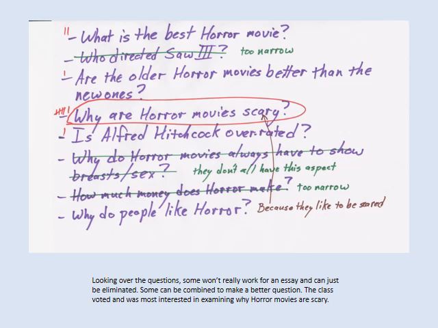Now, some, like, what is the best horror movie? Is it debatable? Maybe. Is it arguable using expert opinions, facts, data? Not so much. It's really just opinion. So things that are opinion might work for an opinion paper, like if you're writing a review, but that's not what we're doing. We're writing an argumentative essay. Same with, are the older horror movies better than the new ones? It's really more opinion. Same with, is Alfred Hitchcock overrated? Those are kind of arguable, but more opinion, so they won't really work.